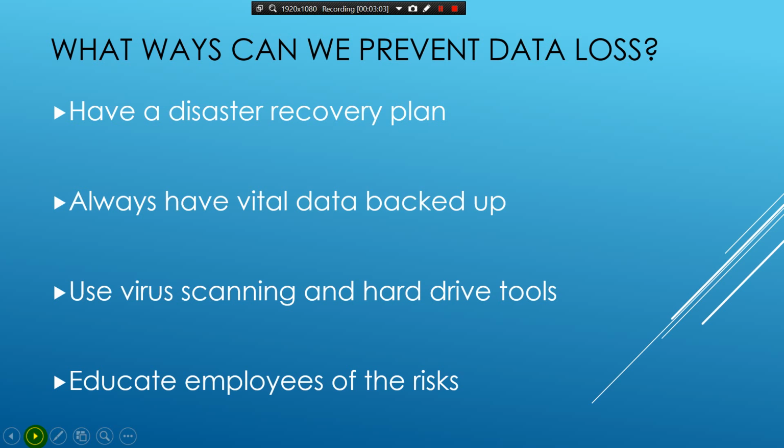A big key thing, which a lot of people miss, is educating employees. You want to educate your employees because human error is human error. You want to make sure that they understand what they can do, what they can't do, and have these policies in effect so that they already know, and this will mean less loss for the company and less downtime.